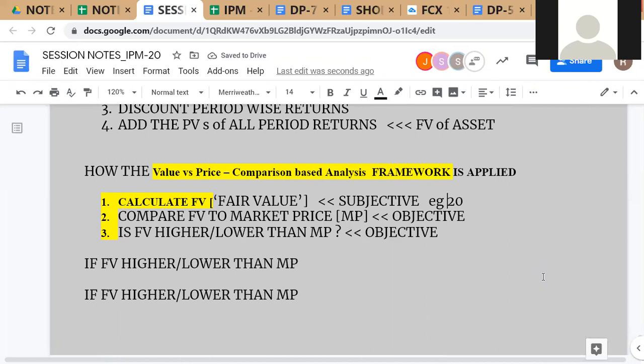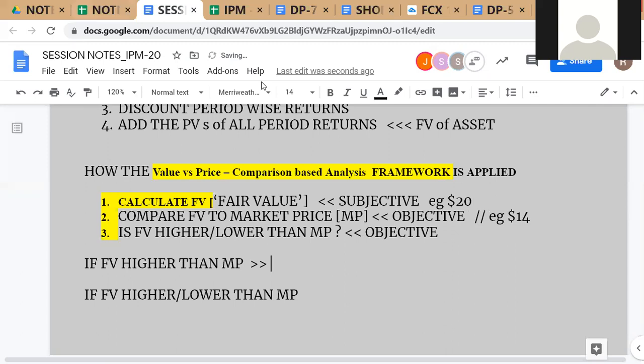Okay, if fair value is $20, then the market price, and this is just an example, okay? I'm just giving an example. In this case, we know what the market price is, 1446, right? We'll just make it $14, just for the sake of calculation and understanding, okay? So obviously it's fair value now. Now what we are saying is, is fair value higher or lower than market? If fair value is higher than market price, what should we do?